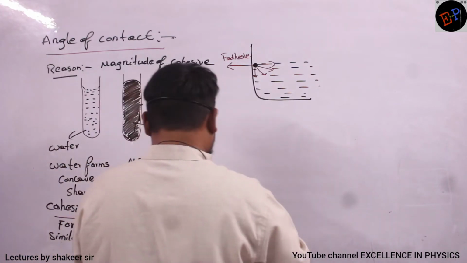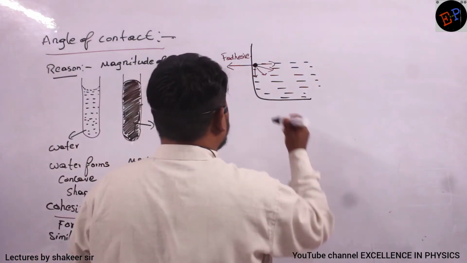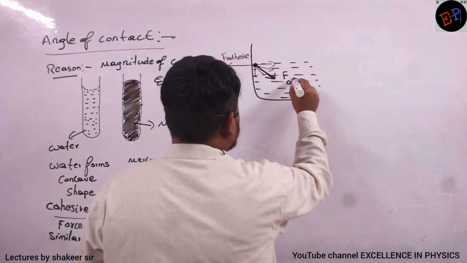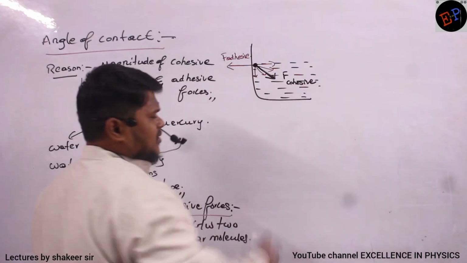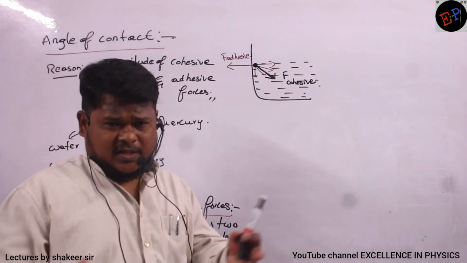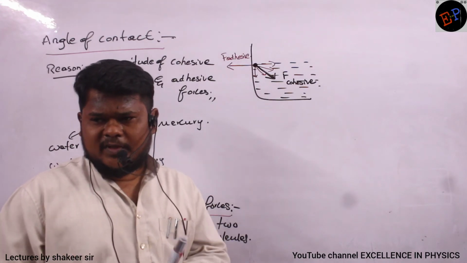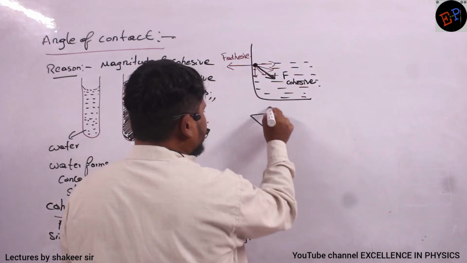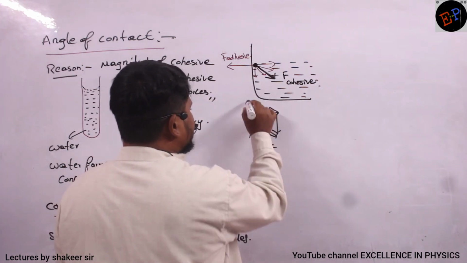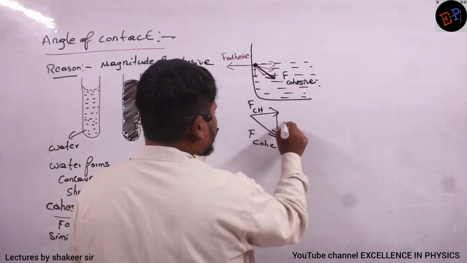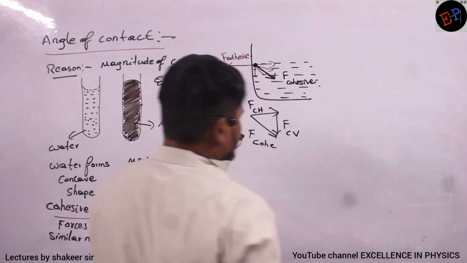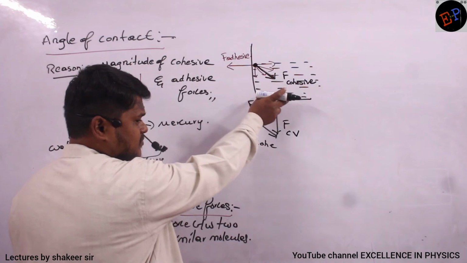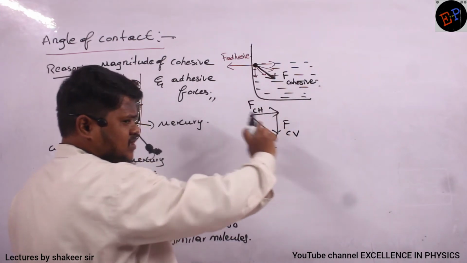So the net force will be in this direction. This is F cohesive. The force of attraction between water molecules is cohesive force only, because water molecules are the same type of molecules. If I split this cohesive force into two components, this becomes F cohesive horizontal and this becomes F cohesive vertical. I can split the cohesive force into a horizontal cohesive force and a vertical cohesive force.